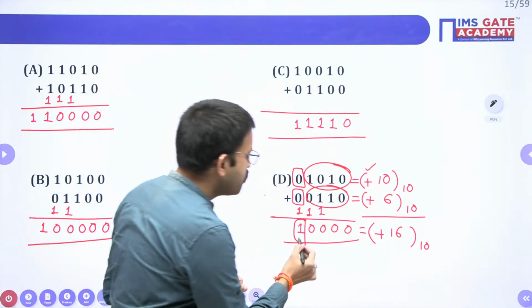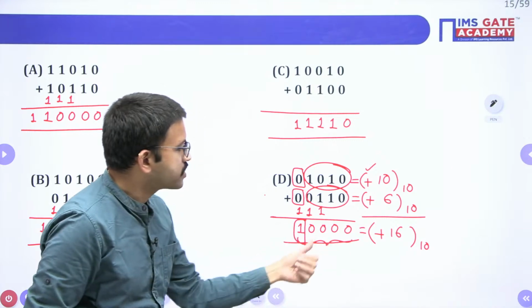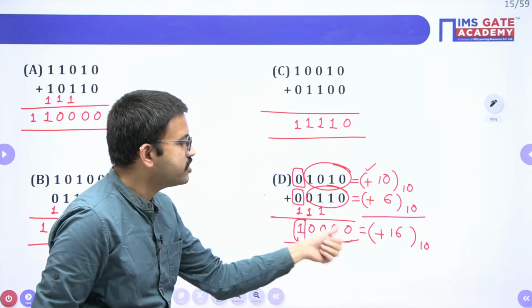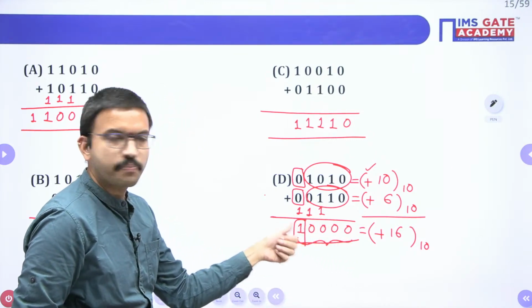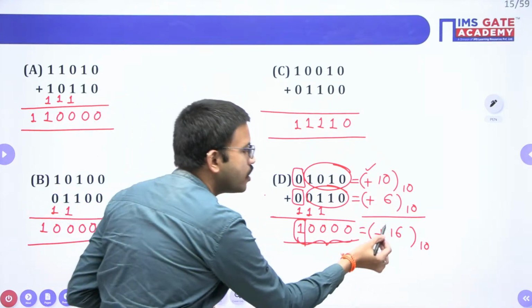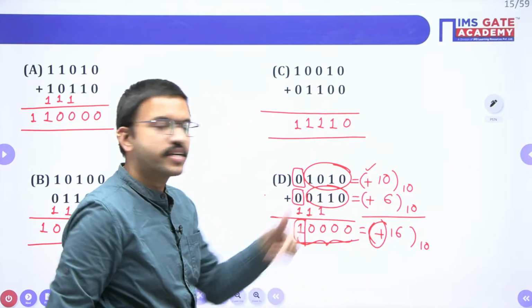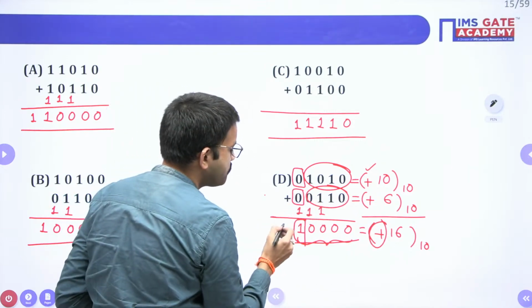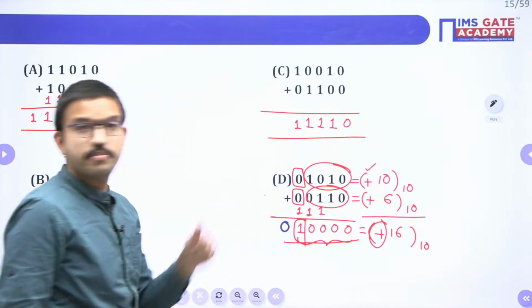See, when you consider these 5 bits, when you write position bits, 2 power 0, 2 power 1, 2 square, 2 cube, 2 power 4, yes, you are getting the magnitude as 16. Magnitude as 16, but now we have to consider the plus sign, right? So for plus sign, what we will do? We will place the sign bit 0.